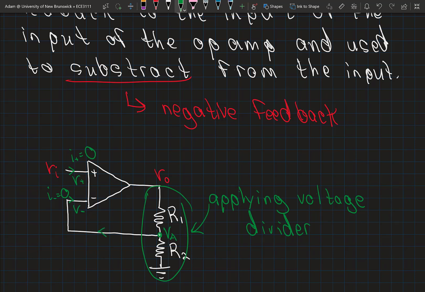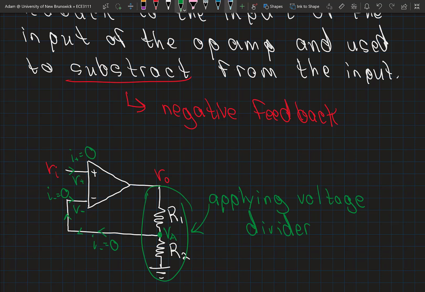So that means that the current flowing out here, that's all the same current along this line, is going to be 0. So we can apply a simple voltage divider equation at this point VA to calculate the voltage at VA.